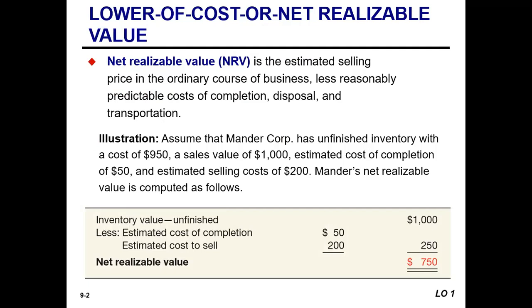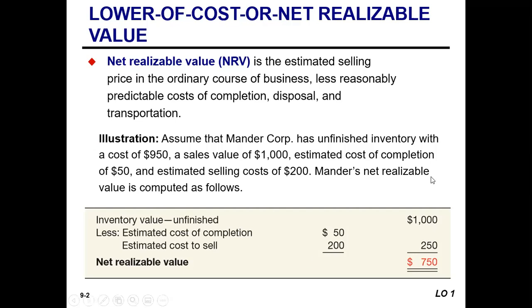So in this example, it's showing us how we calculate that net realizable value for inventory. It says, assume that Mander Corporation has unfinished inventory with a cost of $950 and a sales value of $1,000, an estimated cost of completion of $50 and an estimated selling cost of $200. Mander's net realizable value is computed as follows. We have the sales value, what we expect to be able to sell the inventory for, less the estimated cost of completion and the estimated cost to sell. That gives us that net realizable value.